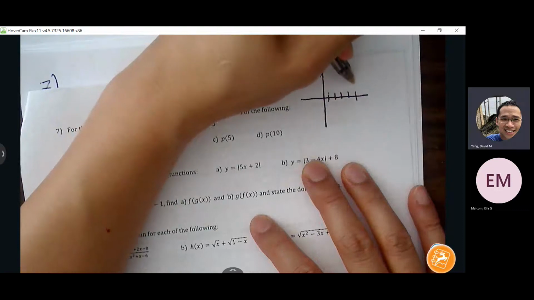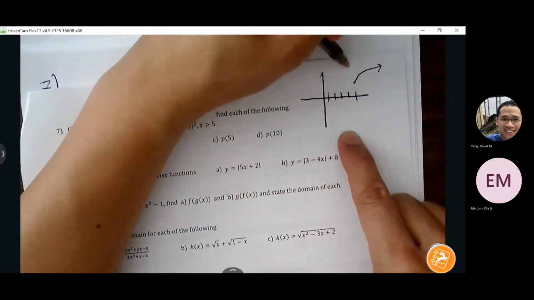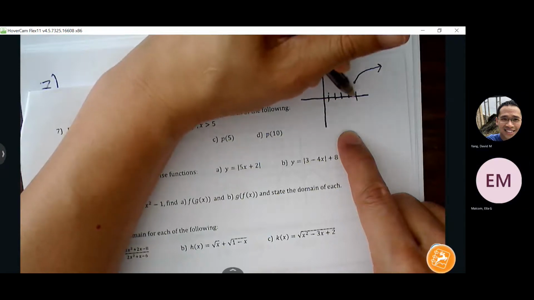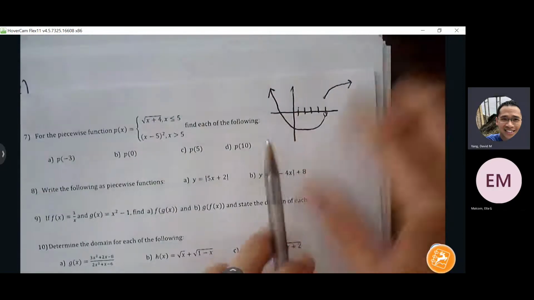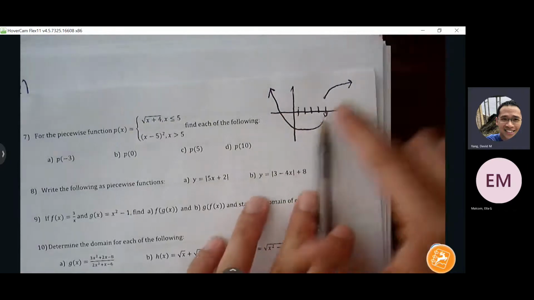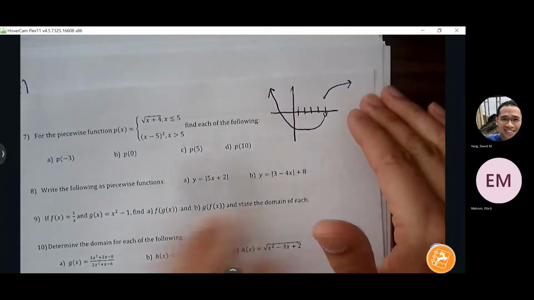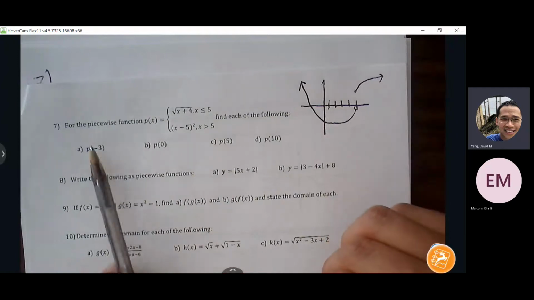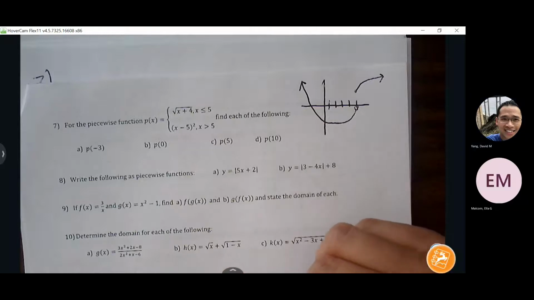Like square root of x plus 4 is maybe something that's like this. And then x minus 5 squared, maybe it's something where it's picking up maybe somewhere over here and it's going over like that. Right, so we're cutting up the graph so that it will not conflict over each other. But it says find each of the following. So it says, where's the graph living at -3? Where's the graph living at 0, at 5, and at 10?